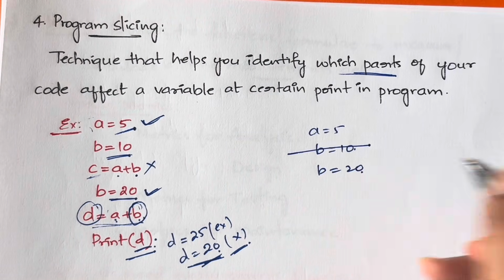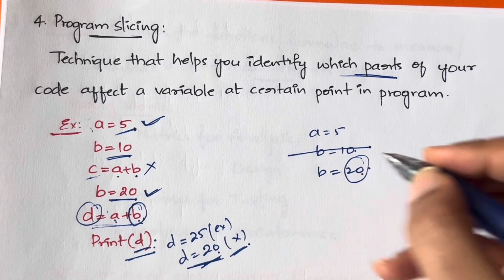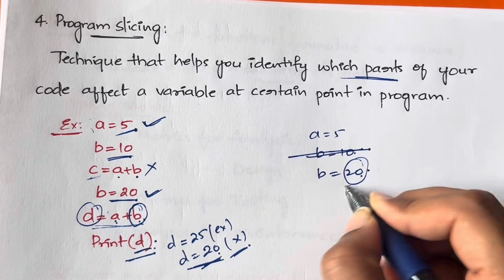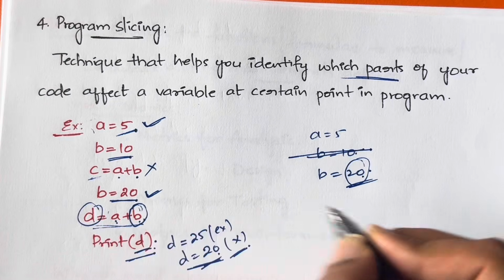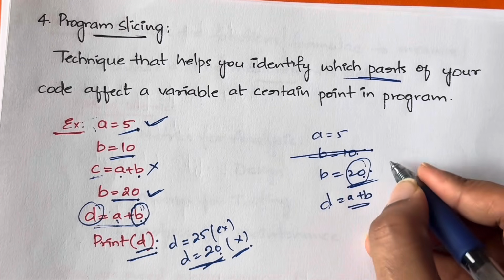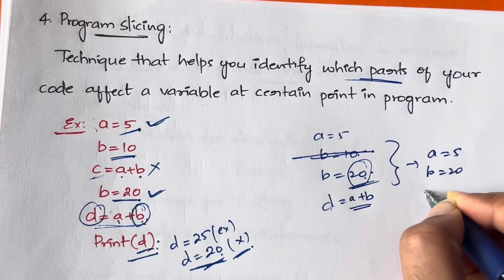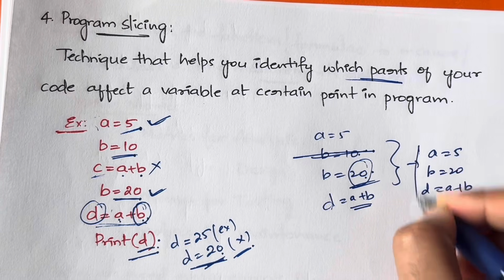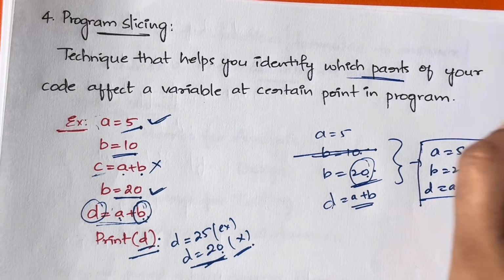b is equal to 10, you can eliminate this. Why? Because the value of b is updated, right? Since it is updated, you can eliminate this and consider the second one. And then what is the next line? d is equal to a plus b. Yeah, this is where you're actually calculating the value of d. So this is going to be your program slice: a is equal to 5, b is equal to 20, d is equal to a plus b. Then you will start inspecting this program slice.